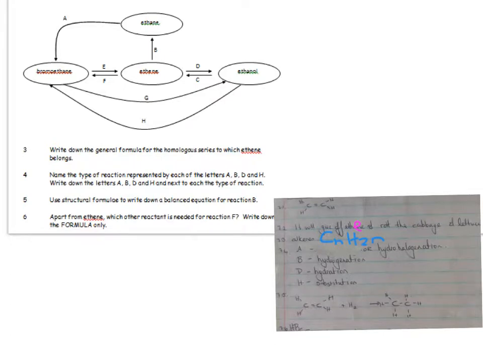So let's look at A. A is when ethane becomes bromoethane. That is going to be a substitution reaction. It is a halogenation substitution, but we're usually just going to say substitution is enough. Then we have to look at B, and B is when ethene becomes ethane. So what am I doing? I am adding hydrogen there, and that is a hydrogenation.